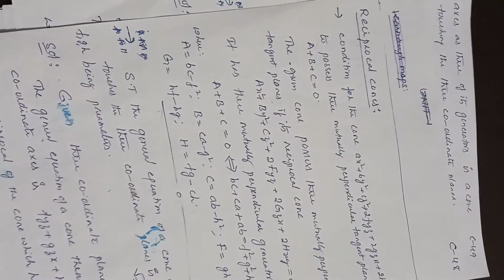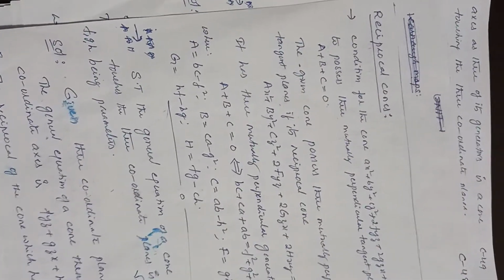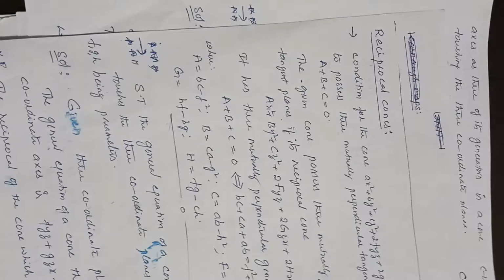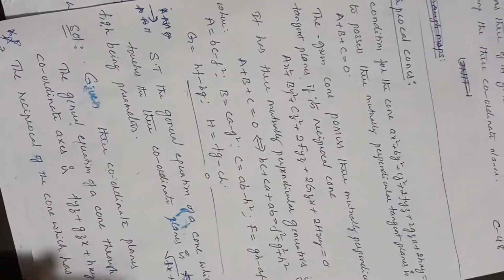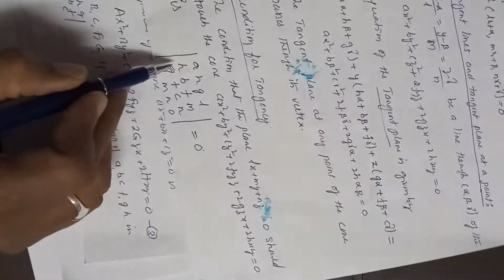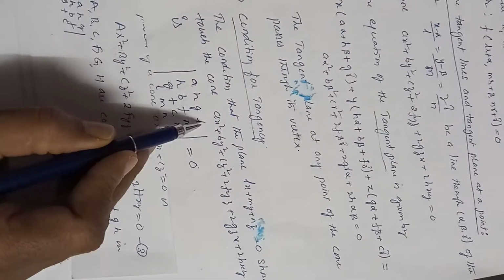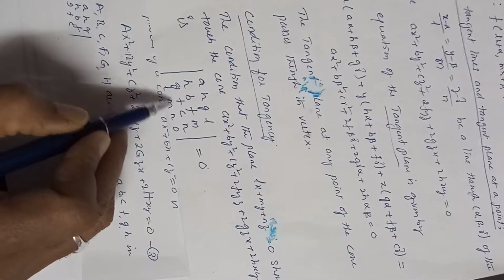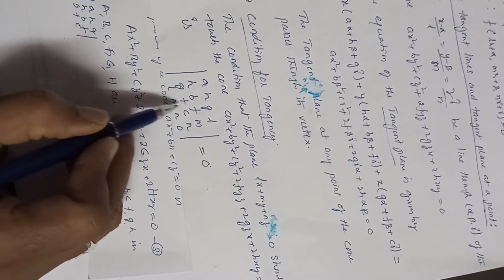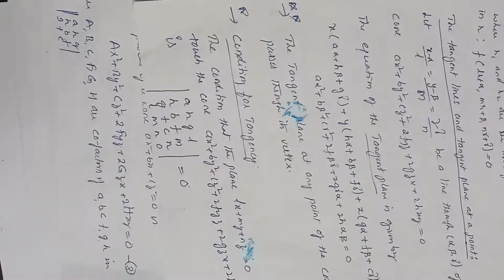Sir, what are capital A, B, C? Those capital A, B, C are the cofactors of small a, b, c in the determinant. Now see here, this is the determinant. What is the cofactor of this one? How to find a cofactor? Delete the row and column, and the remaining elements form a square matrix. The determinant of the square matrix is called the cofactor of A.